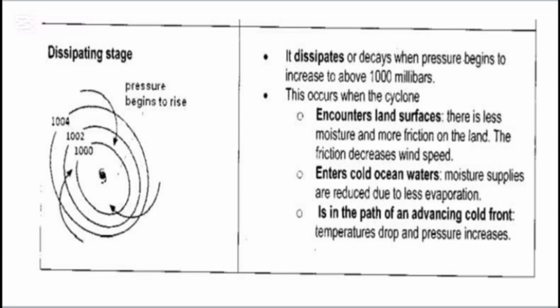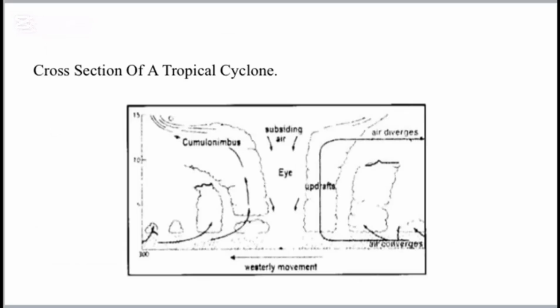This is how a tropical cyclone forms. These two subtopics, the characteristics and the stages in the formation of a tropical cyclone, lead to another subtopic, which is drawing of a cross section of a tropical cyclone.